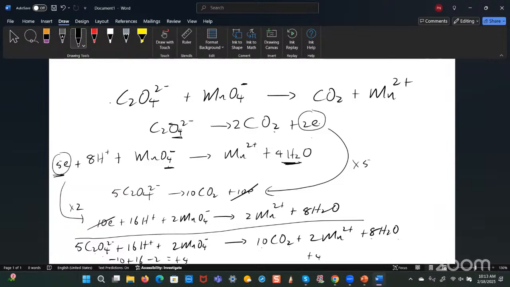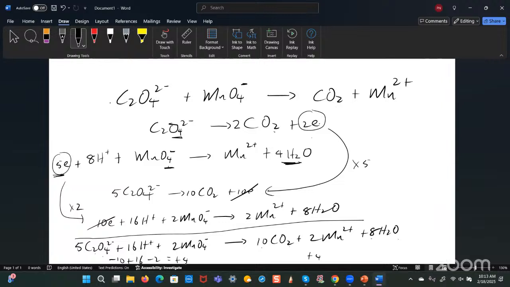Any questions? Is the 10 carbons what? Balancing the electrons. That 10 comes from here, where you multiply right through, you multiply this equation by 5.